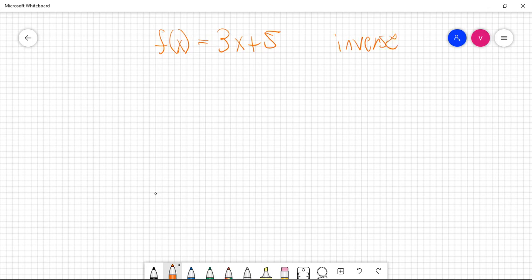Okay, so we're going to switch the x and the y's. So that's the same thing as y equals 3x plus 5, right? f of x equals y. So now you're just going to switch them. x equals 3y plus 5.